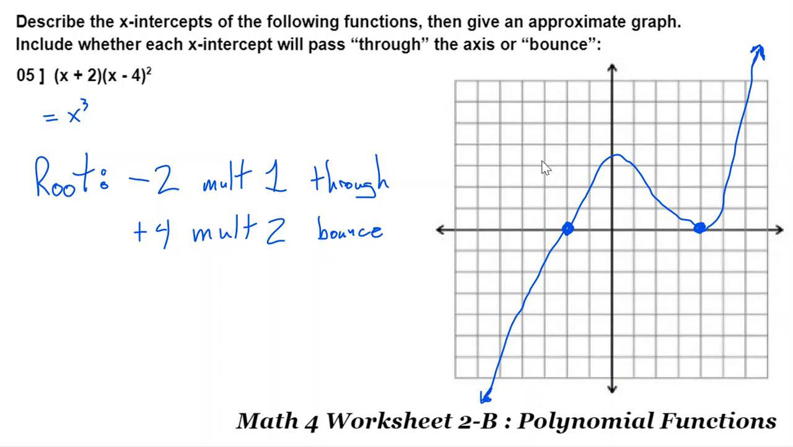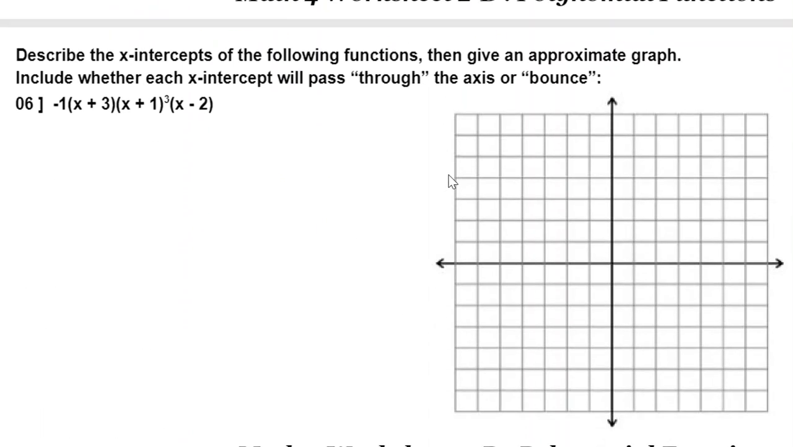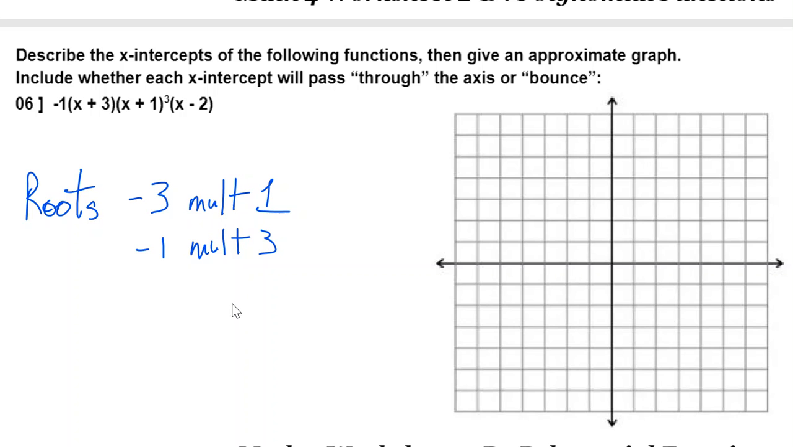So let's try another one. Now this time, they're giving us a -1 up front, which tells us that this is going to be a negative rather than a positive. So let's see, we got roots. We have a root of -3, multiplicity 1. We have a root of -1, multiplicity of 3. And then we have a root of +2 with a multiplicity of 1. Now, since these are all odd, they're all going to be passing through.